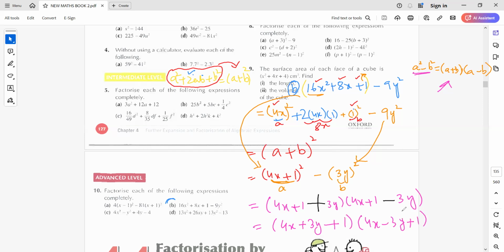What I've done, I've just combined the variable terms together and separated the constant, which is 1 in both cases. So nothing that much simplification in this step. This could be the answer as well as this could be the answer.